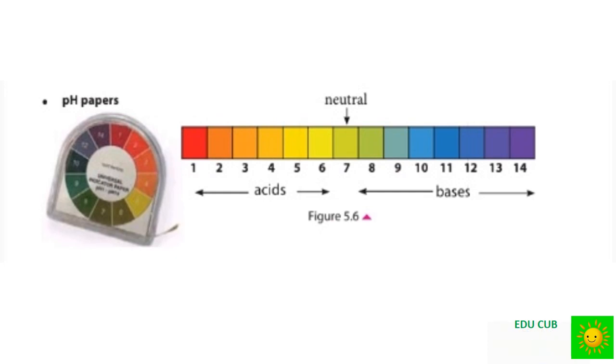Bases or basic substances show colors in the range of 8 to 14. That means the solution is basic. Neutral substances show the color of 7 on the pH paper, like water. When the solution shows the 7th color, that means it's neutral. This is what we have to learn throughout this lesson.